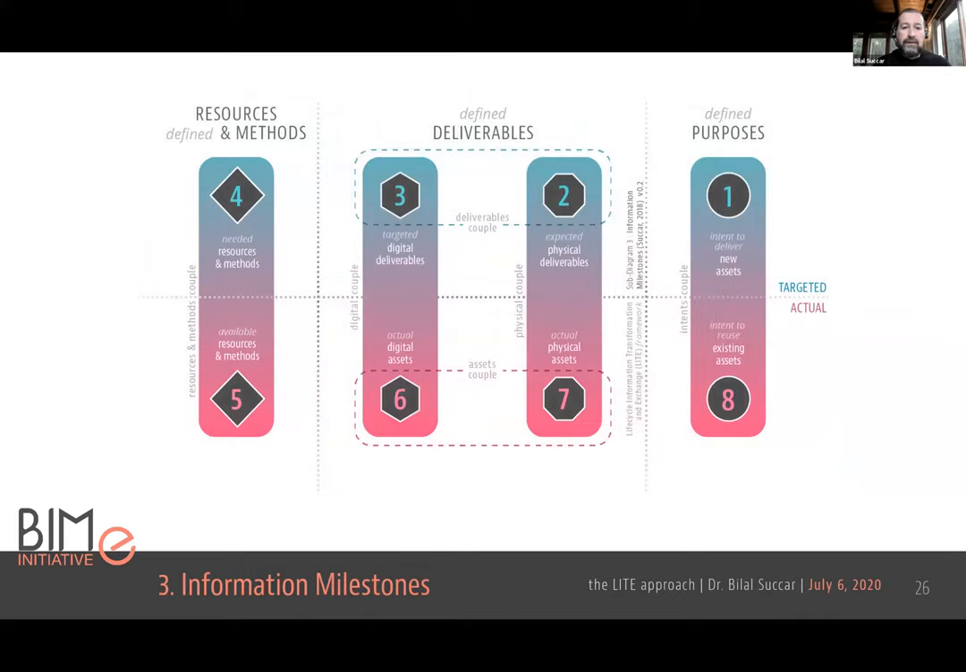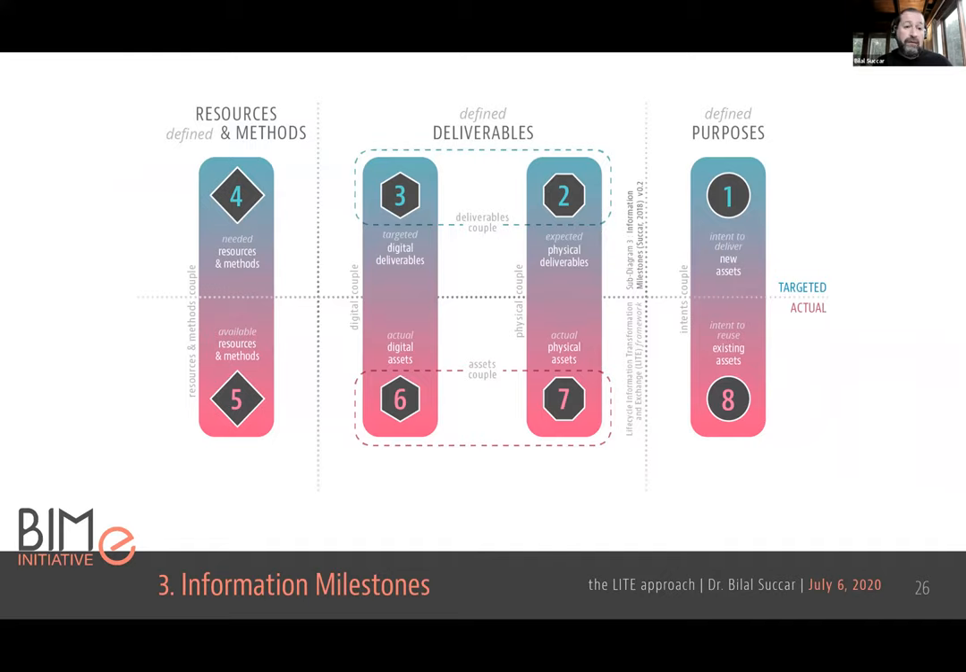We go to the third component, and this, again, combines the first two by saying, above the line, we have the target, below the line, we have the actual. We have the purposes, we have the deliverables, we have the defined resources and methods. Here, it just becomes a little bit more specific.